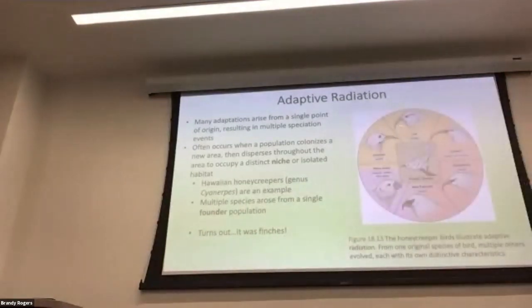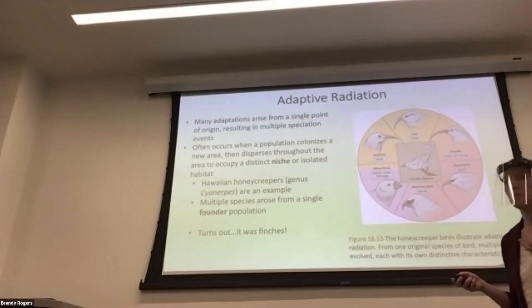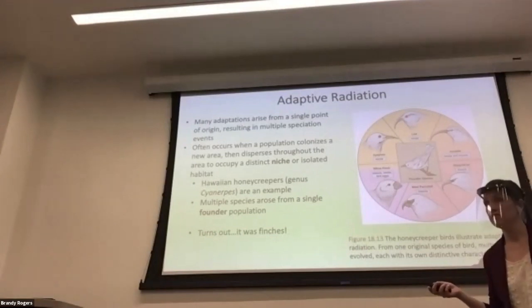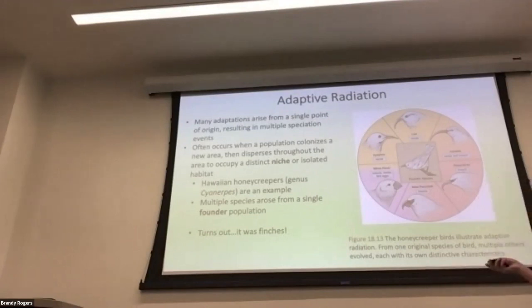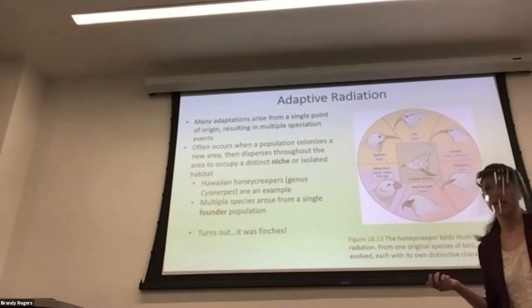Another good example of this is the Hawaiian honeycreeper, this single genus called Cyanurpes. This is a selection of some of the species in the genus, but it's not all of them. There's a lot of different honeycreepers in Hawaii, and remember, Hawaii is a pretty young formation, a volcanic island chain, it's not that old. So the same thing happened with these birds as what happened with the Galapagos finches, but scientists were curious, where did they all come from?